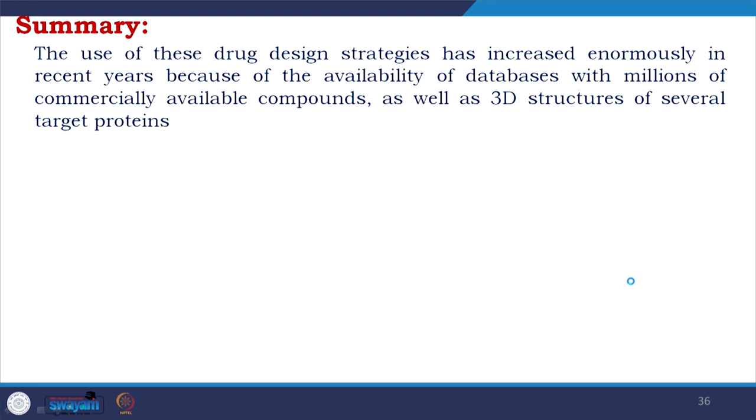The use of these drug designing strategies has increased enormously in recent years because of the availability of databases with millions of commercially available compounds, as well as 3D structures of several target proteins. As we talked about, there are now databases. So, first we understand more about libraries, we understand more about automation. What is automation? Automation to build up derivatives from a lead compound. We identify a lead compound, and then suppose, as I talked about, this is a lead compound phenol, then we identify the positions and then make the available groups according to the possible interactions, and then we include all the possible opportunities which could, we think, contribute to the positive interaction of the small molecule with the biological target.